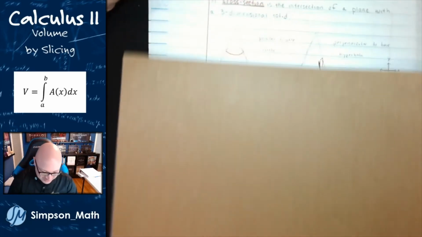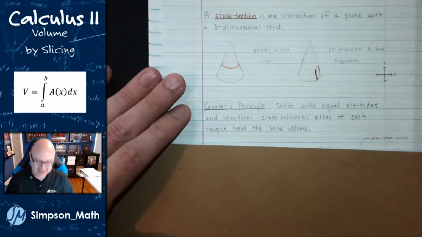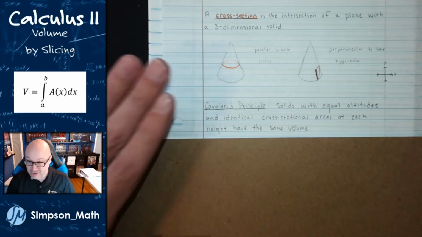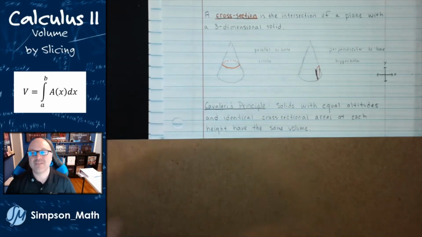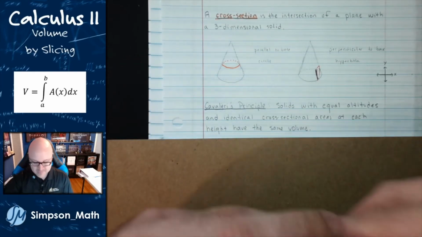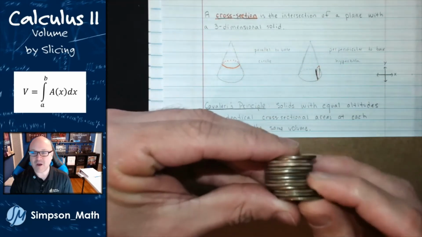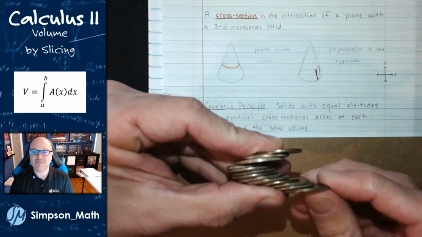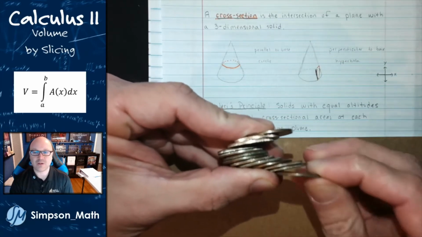Okay, so that's just what he says here, or what I have here. Solids with equal altitudes and identical cross-sectional areas at each height have the same volume. So if I can calculate the volume of this, no matter how messed up I make it, it's going to have that same volume. And I would just calculate the volume a little bit differently. I would calculate one little section at a time.